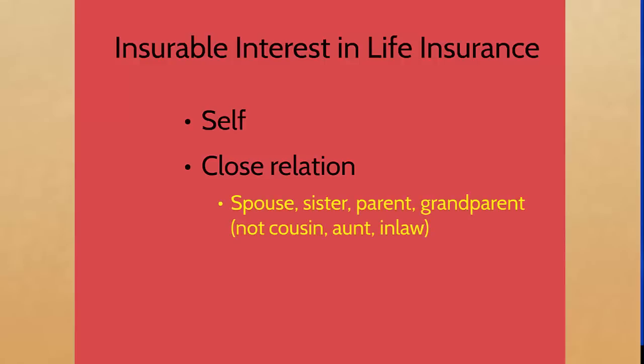These include a spouse, a sister, a brother, a parent, a grandparent, but it doesn't include cousins, aunts, and in-laws. So, for example, a husband could buy life insurance with his wife as an insured and name himself the beneficiary. Similarly, a person could buy life insurance on their child and name themselves the beneficiary.